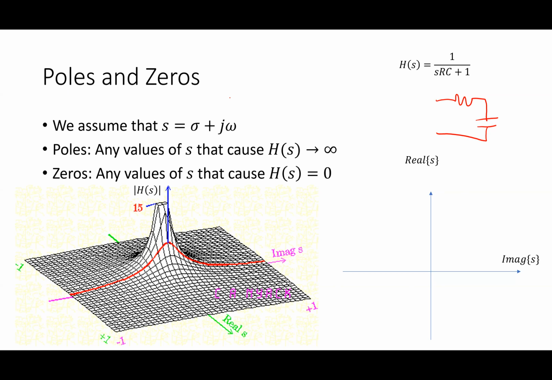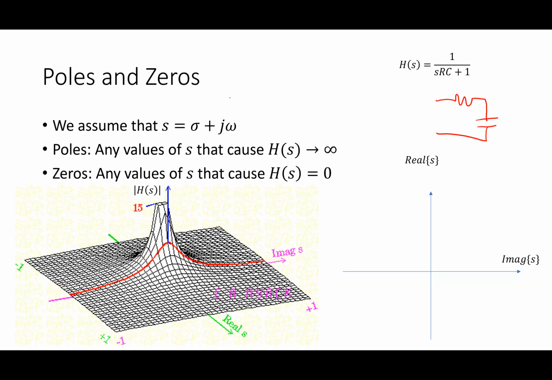If I think about this, H of S is actually a function of a complex input, S. And so if I were to plot it, it would be three-dimensional. I'd have to make two plots: a plot of its magnitude and a plot of its angle.